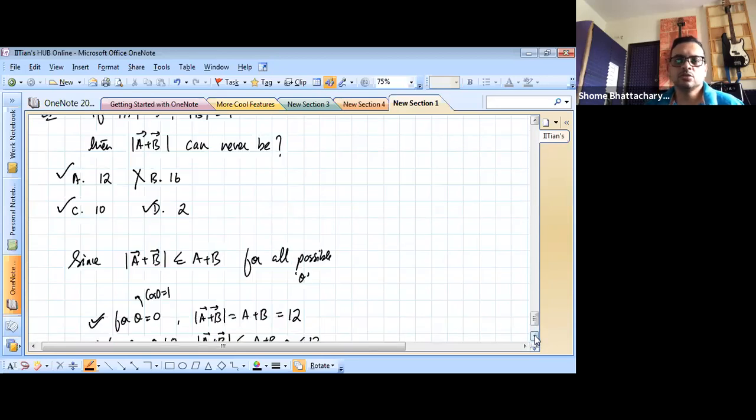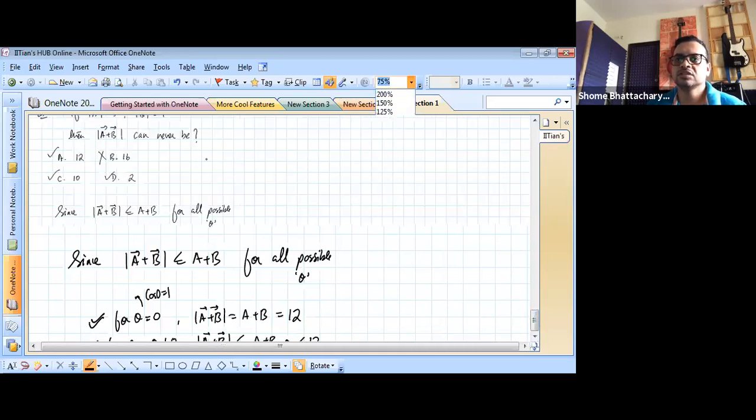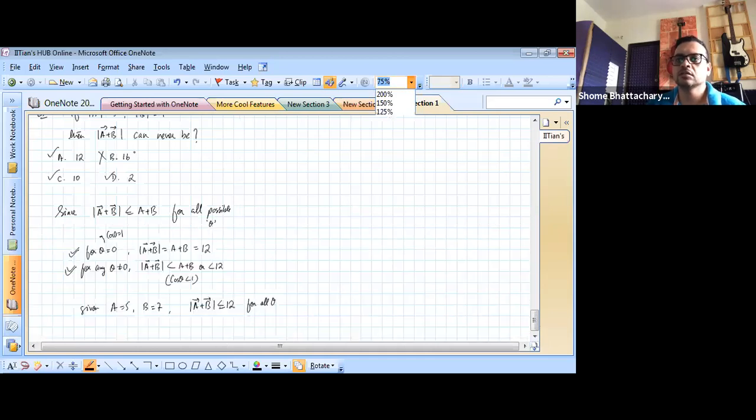Now, for example, let's do a reverse of this question. Hope this question is clear to all of you. Why can't it be 16? Hope all of you understood. Now, in case you're wondering how can it be 2, for example, let me show you an example.